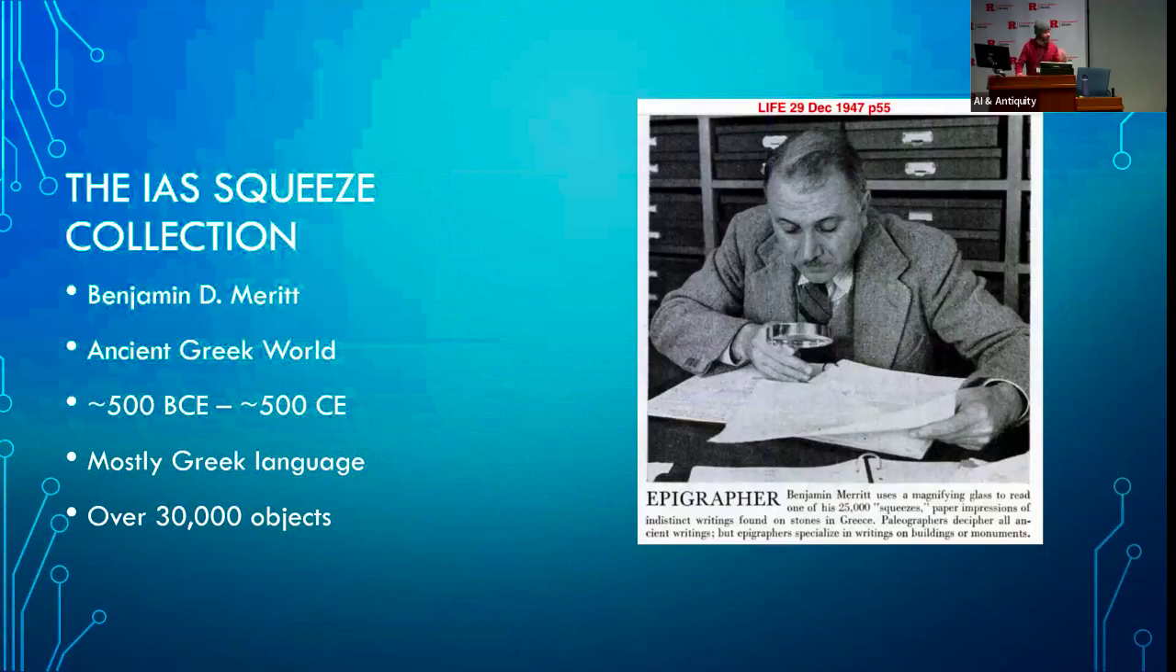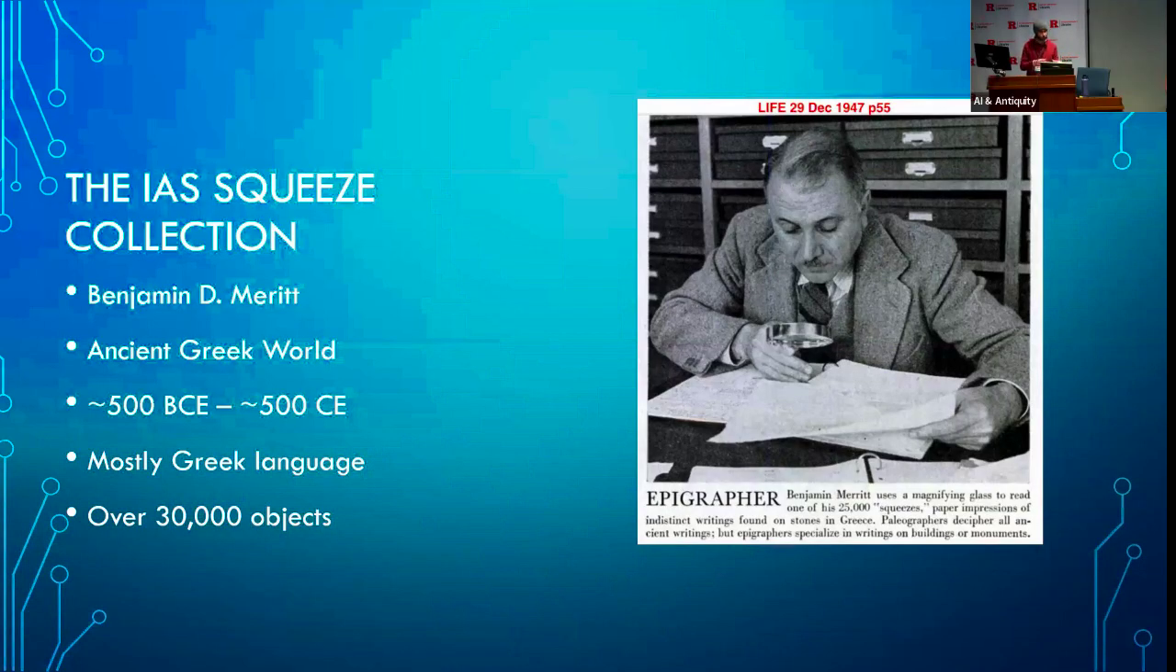So as a result, the Institute ended up with a collection of over 30,000 of these epigraphic squeezes. And it should be noted that we do have more than one squeeze for a single inscription in a number of cases. So we're probably representing more like 15 to 20,000 unique inscriptions with our 34,000 some odd squeezes.